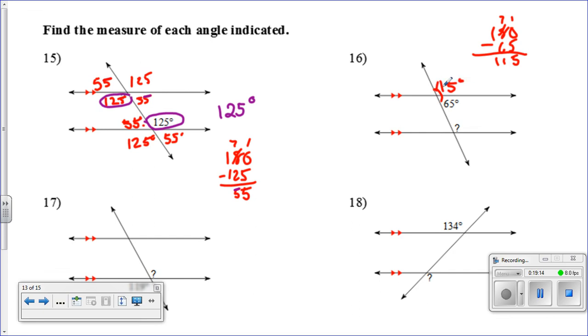If this is 115, then these two add up to 180. So if that's 115, this one must be 65, which makes sense. The two 65s are across from each other, and this is going to be 115 degrees. All four of these angles are going to be the same as all four of these angles right here. So that means this is 65, this is 115, this is going to be 65, and this is 115. So your question mark is actually 115 degrees.